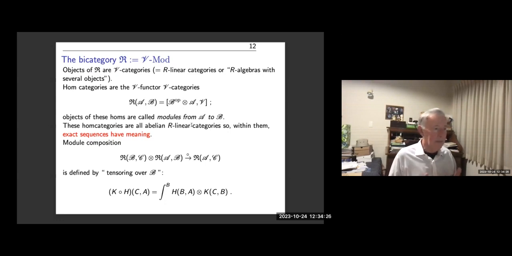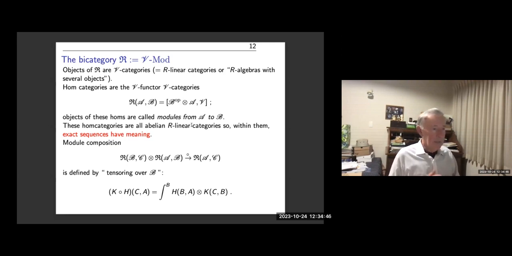These are called, I'd rather use the word modules from A to B, because otherwise you have to have this long sentence saying left A, right B modules. So I call these modules from A to B, and that's what they are in this bicategory. The morphisms in the bicategory are the modules themselves.